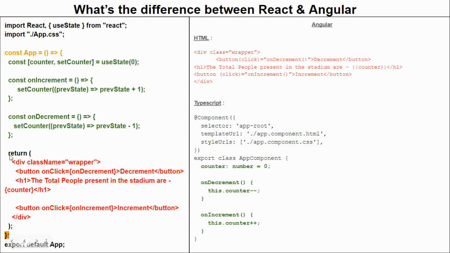In React you write the HTML code in a return statement, whereas here there is an HTML file where you write it. Then we have TypeScript, which is nothing but a JavaScript file. Consider this a JavaScript file. So you need a counter to initialize. In React we are using hooks, whereas in Angular we can directly declare it like this.